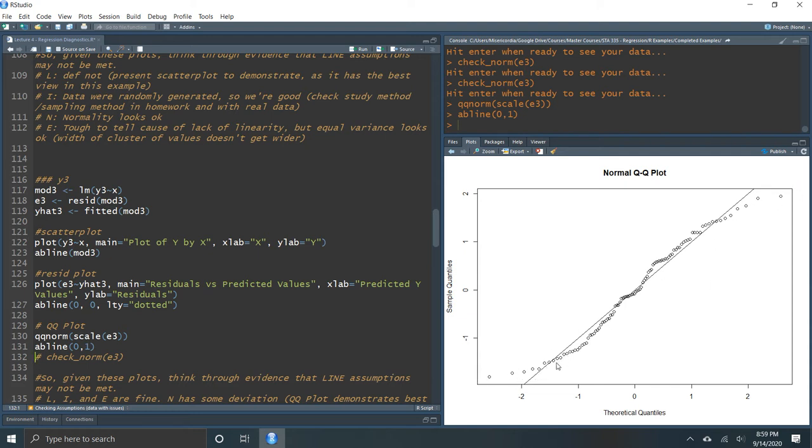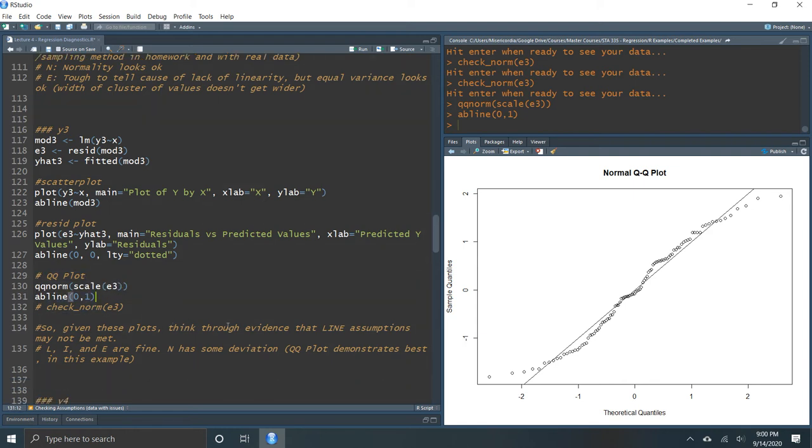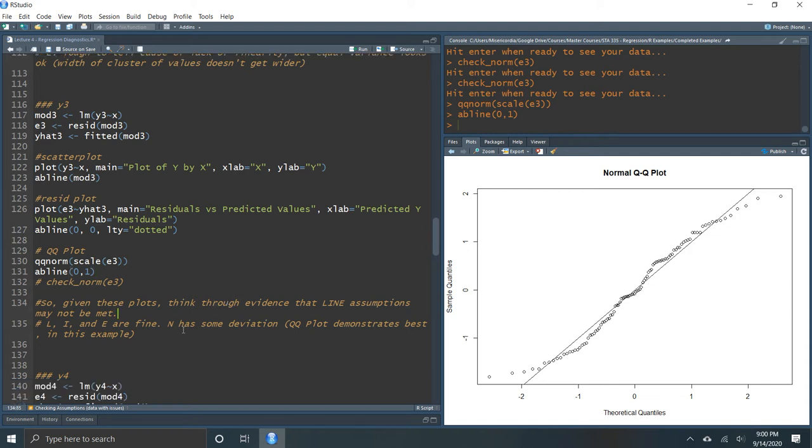That is, the tails tend to drift off left really fast and drift off right really fast on the top corners. And that's what is making me pretty nervous about this particular QQ plot. So given the fact that the scatter plot looked great, the residual plot looked great, and the QQ plot's kind of questionable, I'm going to say that this one is the one where we did non-normal data. So again, linear, independence, and equal variance looked fine.